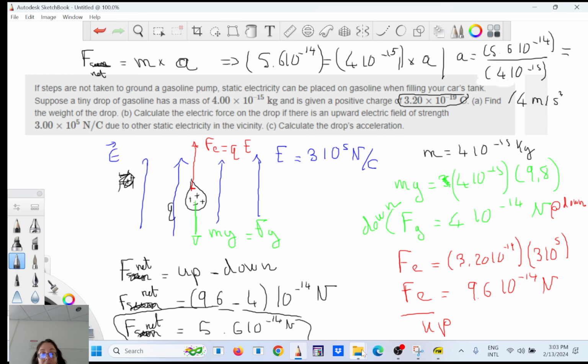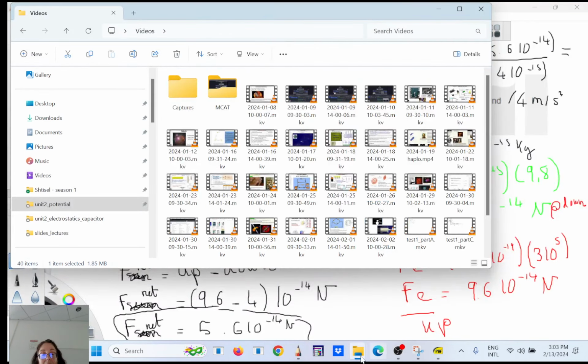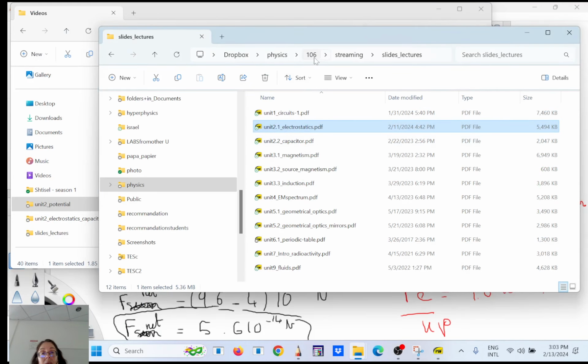I have another visualization before we move on. But of course, I lost my film.